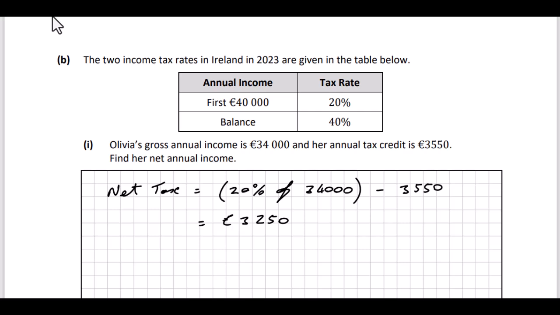Now the question says find her net annual income. So her net income then is her gross income, which is 34,000 euros, and then subtract the net tax, which is 3,250 euros. So when you do that, you get 30,750 euros. That's it for part 1. Let's have a look at part 2.